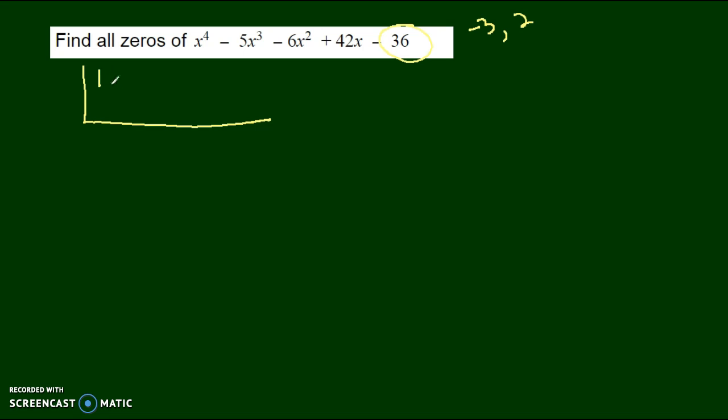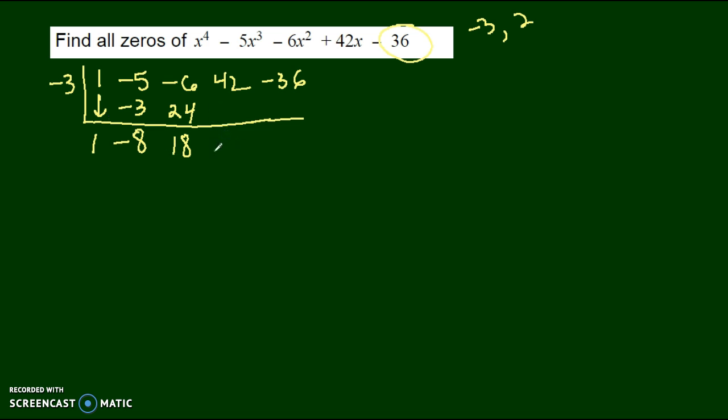I have a 1 for the x to the 4th, -5 for the x cubed, -6 for the x squared, a 42 for the x, and then a -36. I'll start with the -3. This 1 comes straight down. We'll multiply these together, put that answer here. These will get added. These will get multiplied. This gets added. This gets multiplied.